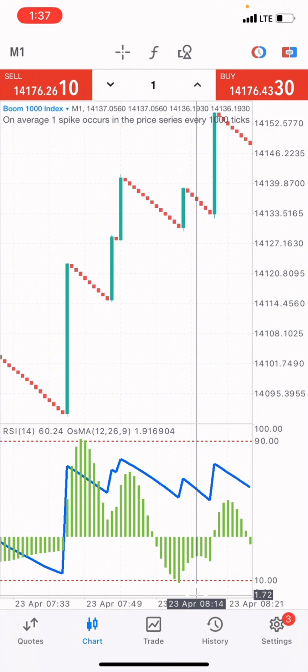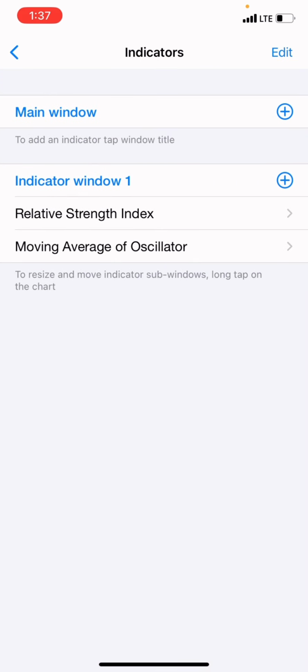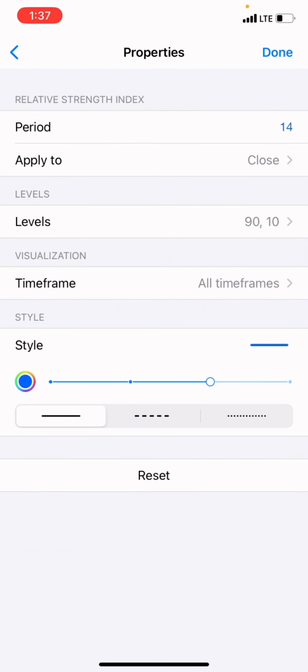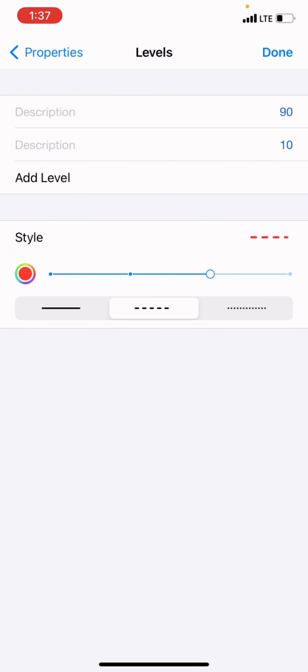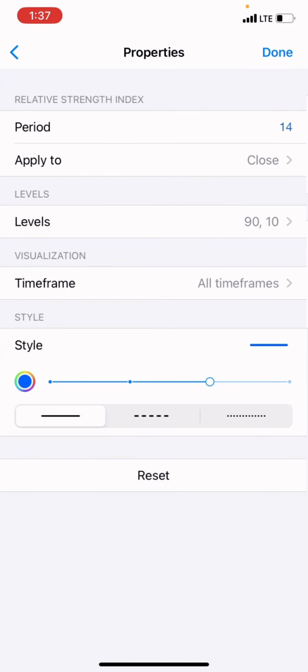Now we use the same setup for Crash 1000 and Boom 1000. So I'm going to share with you guys the parameters right now. We are using the RSI on indicator window 1, period 14, apply to close, with the levels at 90 and 10. I didn't talk about the levels, but we use the levels to demarcate the trade, which is to set up the overbought and the oversold. The style is going to be 3 pixels, the color red, and you put it on this middle one right here. Then you simply click on done. Then the style right here, 3 pixels as well, color blue, and the first trade line right here. Then you click on done.